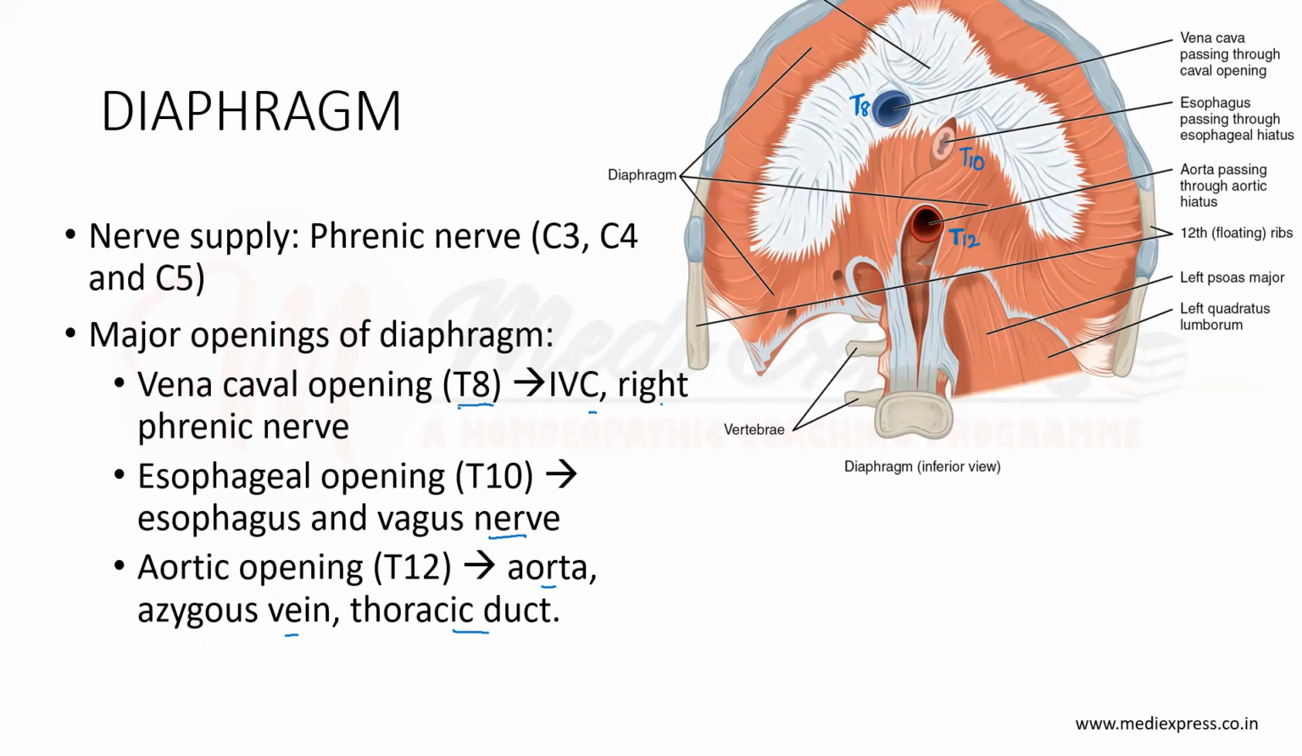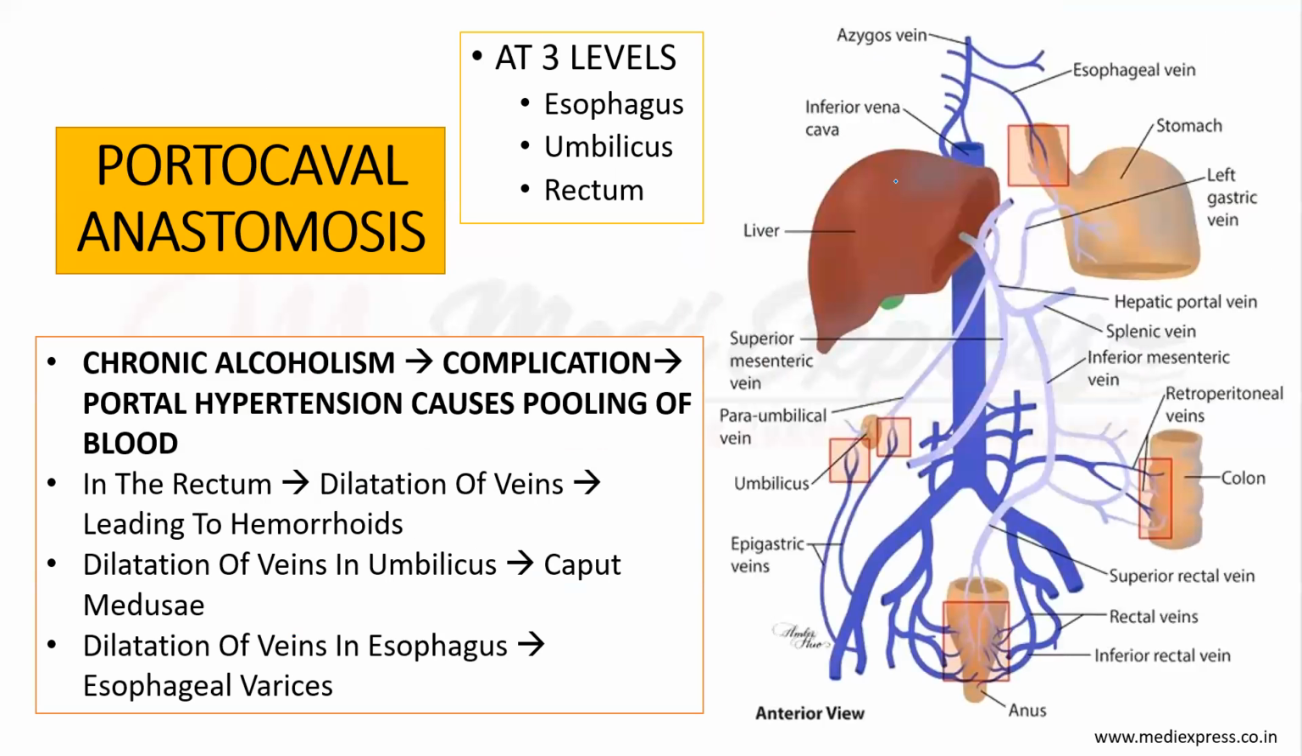So the vertebral landmark is very important with regards to the openings. Vena cava opening T8, esophageal opening T10, and aortic opening at T12. So this is important to know. And as a whole, the nerve supply of the diaphragm is the phrenic nerve, having a root value of C3, C4, and C5.